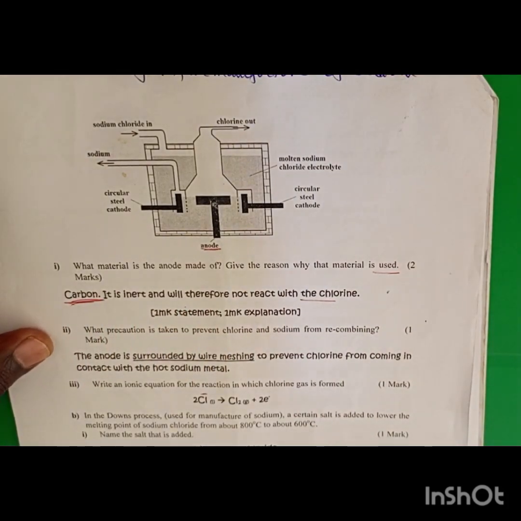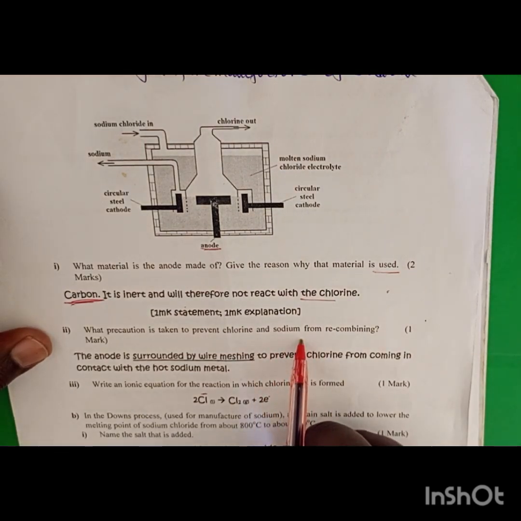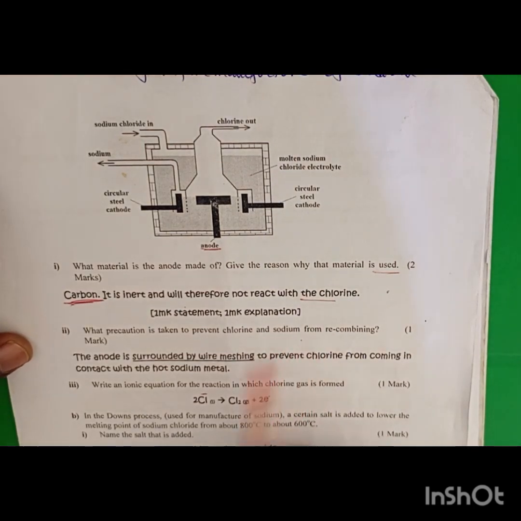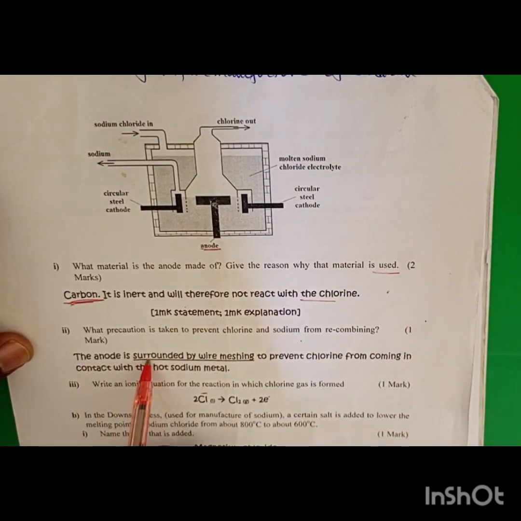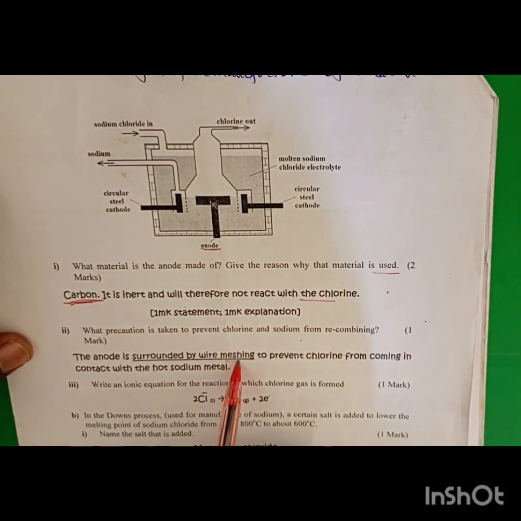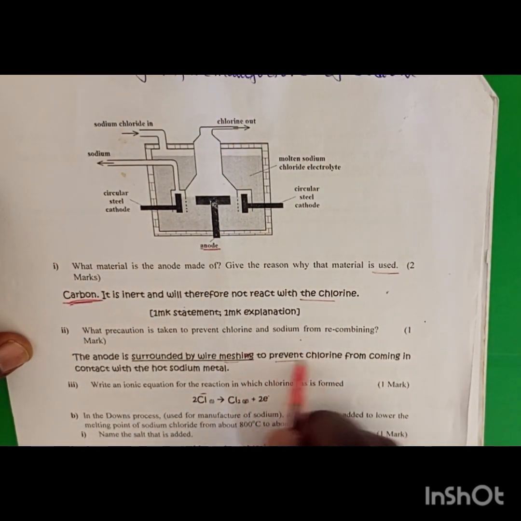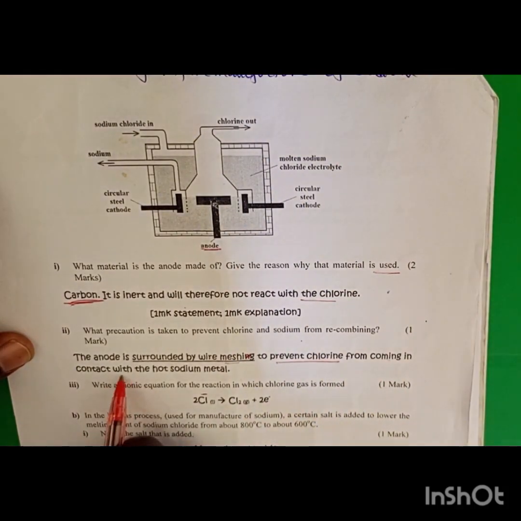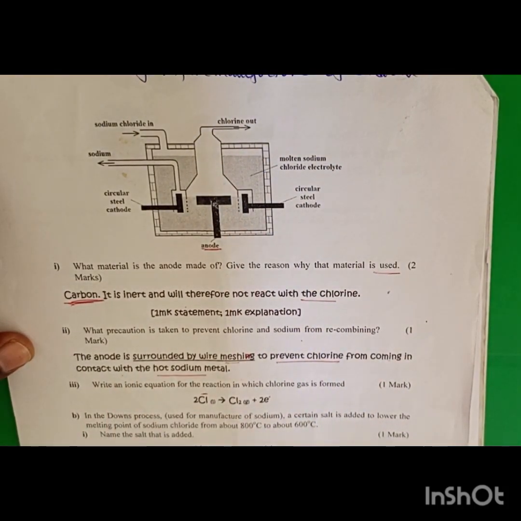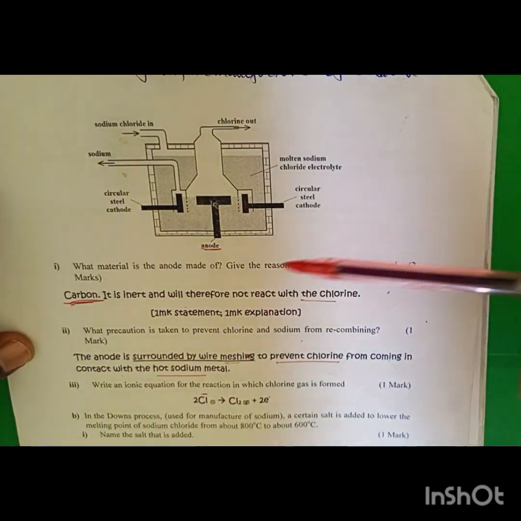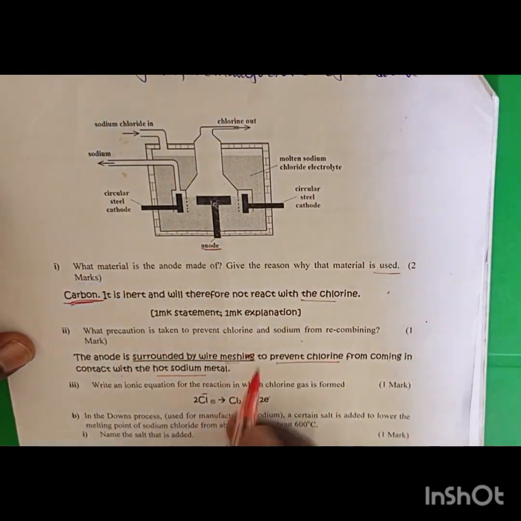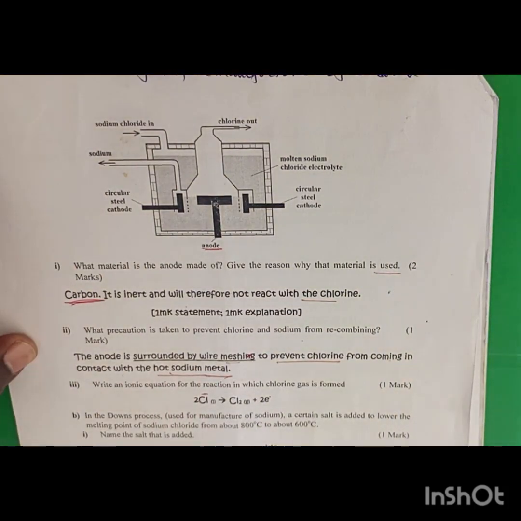What precaution is taken to prevent chlorine and sodium from recombining? So the anode is surrounded by wire mesh to prevent chlorine from coming into contact with hot sodium metal. Write an ionic equation for the reaction in which chlorine gas is formed.